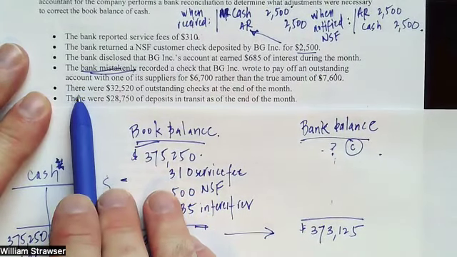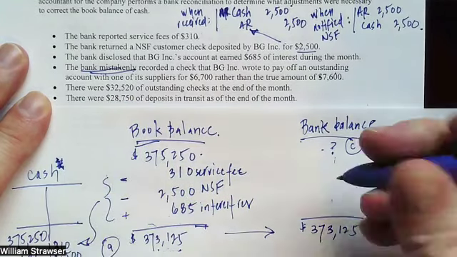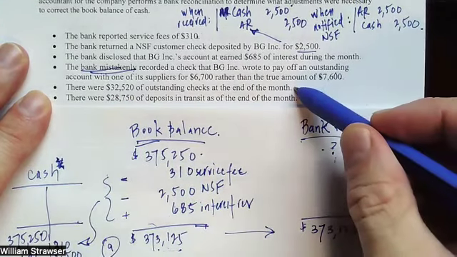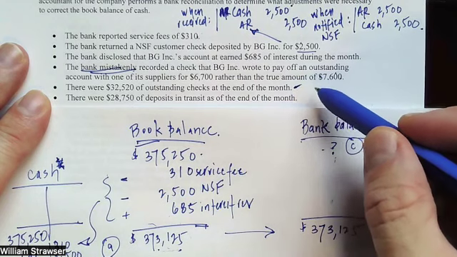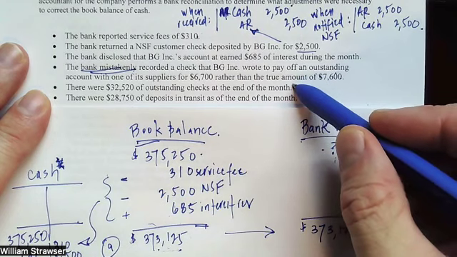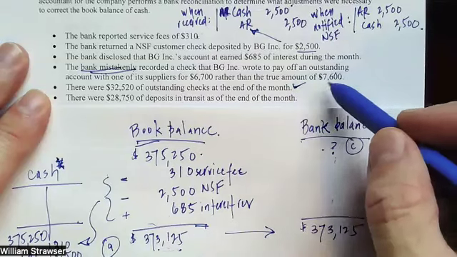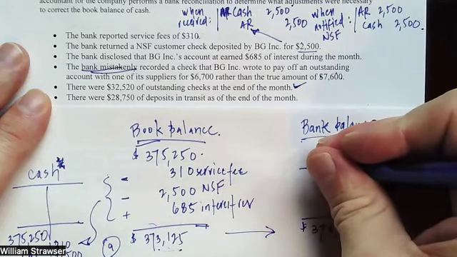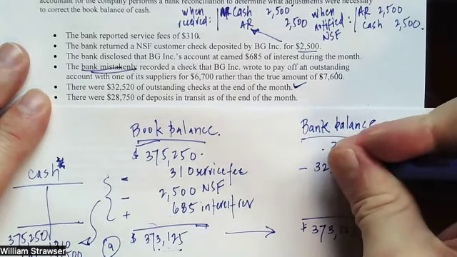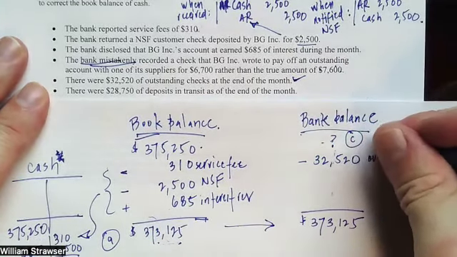So there were 32,520 outstanding checks. Well, remember, these are checks that the company has written and the person that we wrote them to has not deposited them yet. So they're still out there. When they are deposited, they will come out of our account and they will take $32,520 out when they're deposited.